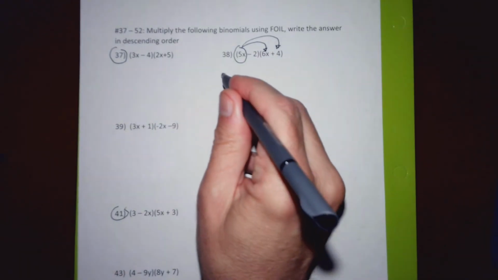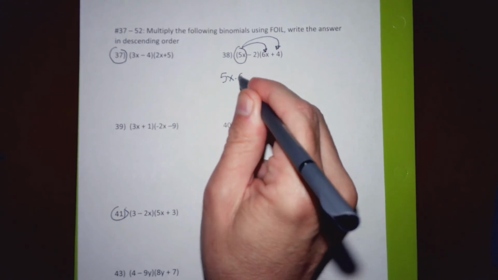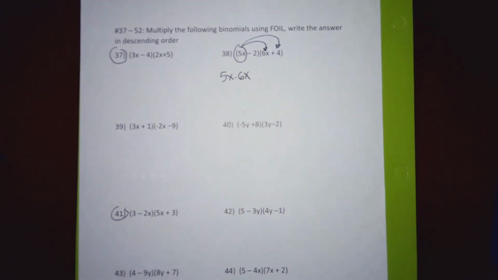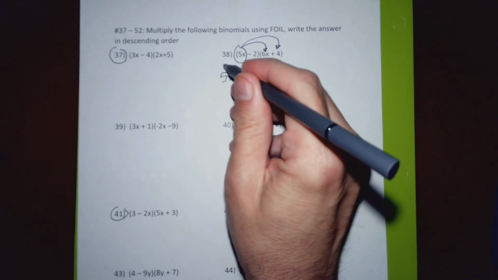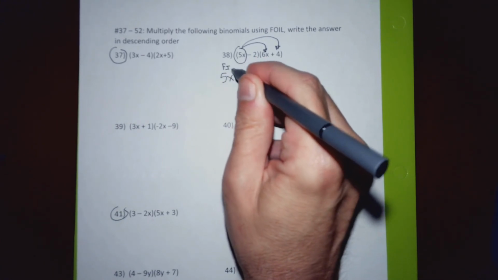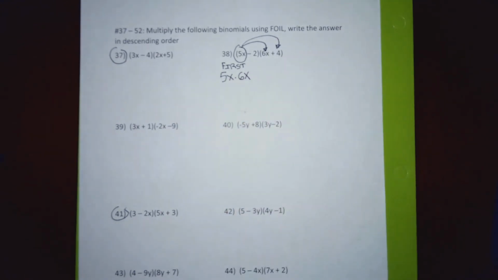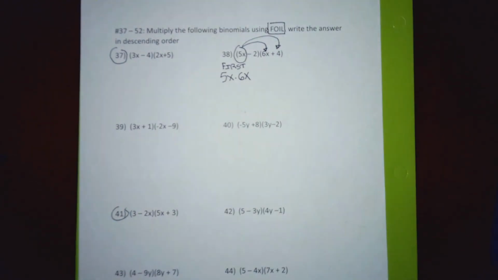So first I'm going to multiply the 5x in the left parentheses times the 6x in the right parentheses. Sometimes we call this multiplying the first entries in each parentheses. And this style of multiplication, when you're multiplying one binomial times another, is often referred to as FOIL, and I'll talk about that in a second.